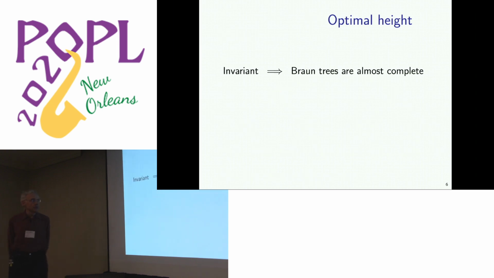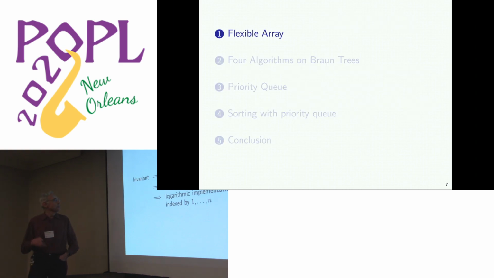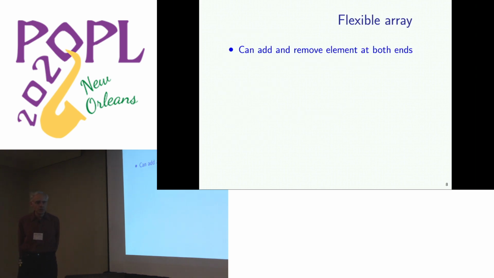So a couple of nice consequences. The invariant implies that the Braun trees are almost complete. That means they have optimal height with respect to their size, which means you have a logarithmic implementation of arrays indexed by the numbers 1 to n. But you have more than just normal arrays. You have these flexible arrays. So what do they give you? There you can add and remove elements at the high or the low end, one at a time.